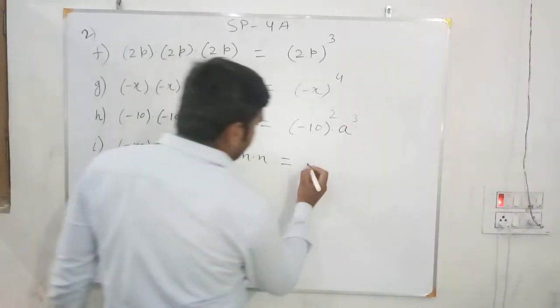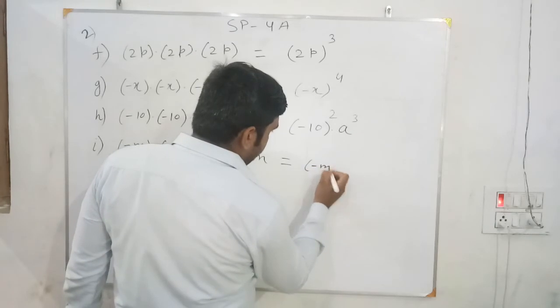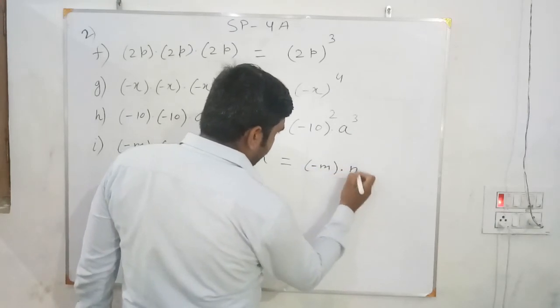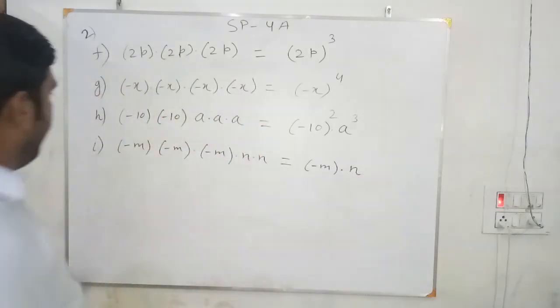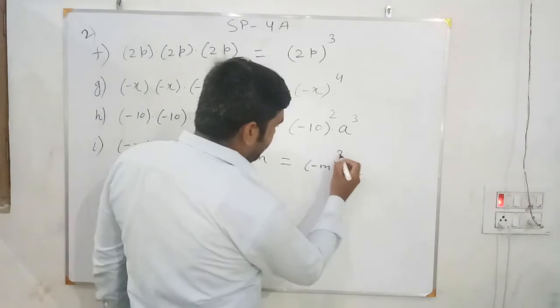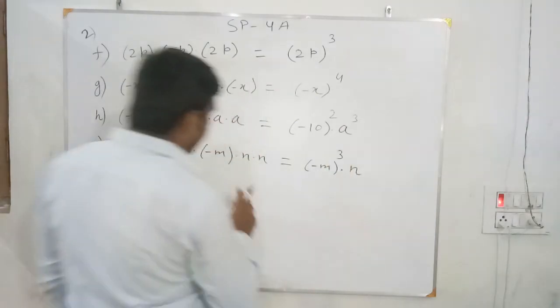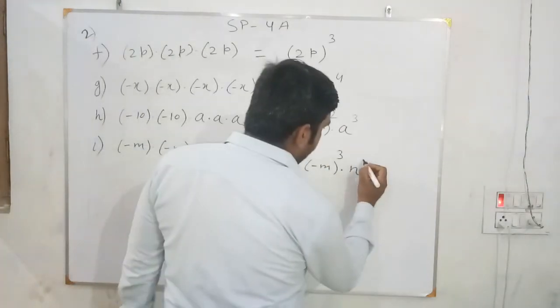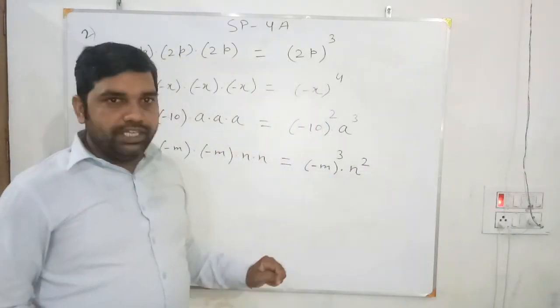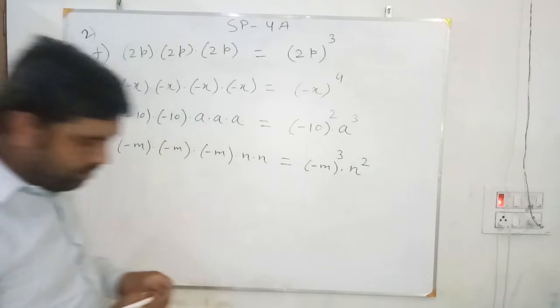So first take the 2 different bases, minus m and the other base n. Minus m is multiplied 1, 2, 3 times, so here you write the exponent 3. And n is multiplied 2 times, so the exponent for the base n is 2. So minus m to the power 3 and n to the power 2.